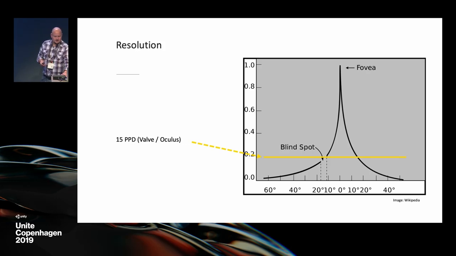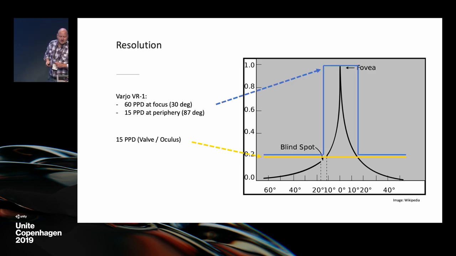So let's add Varjo's solution to the chart. Well, this is what we did with VR-1. As you can see, the VR-1 can do full human eye resolution right at the fovea. It's with the focus display, it's 30 degrees field of view. Outside that, we have what we call the context display, which is similar to other high-end HMDs.